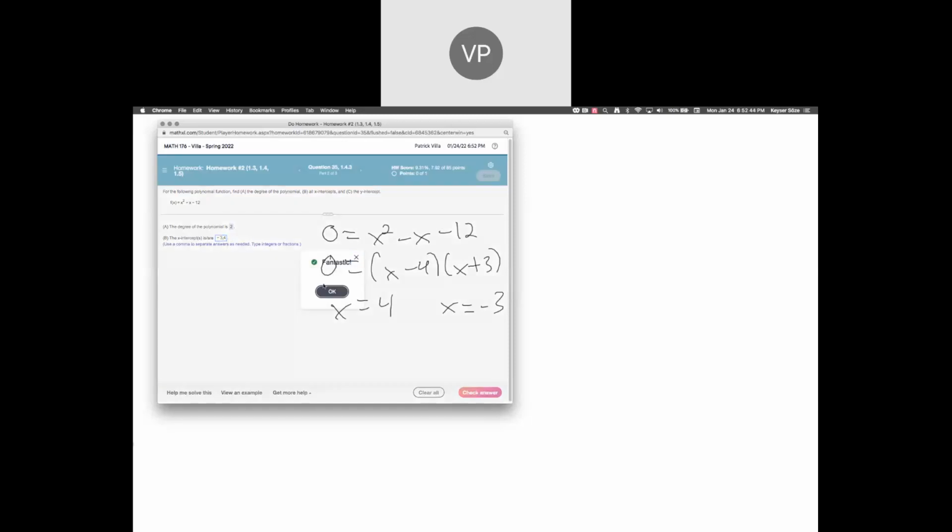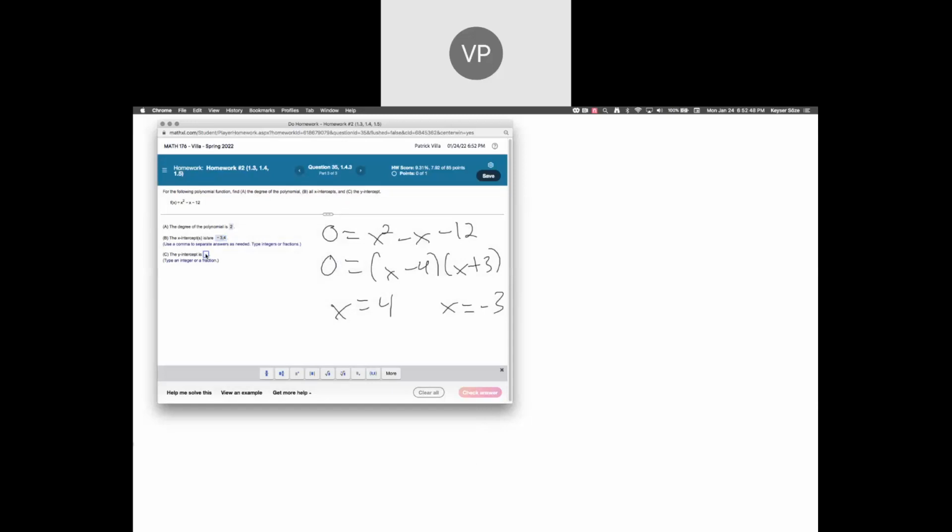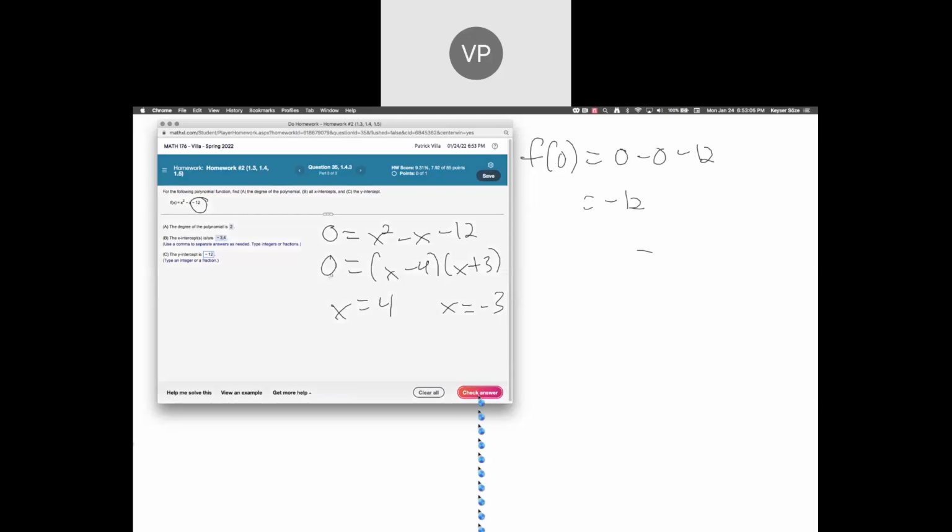So we have those. And part C, the y-intercept, which is supposed to be the easiest one. Remember, that's where you find f of 0. So we get a 0 minus a 0 minus a 12, and you'll start to get the hang of it that it's always going to be the constant number that's by itself. That's always going to be your y-intercept. So you can write it out, you can do it in your head, you can just eyeball it. Either way, you have the answer.